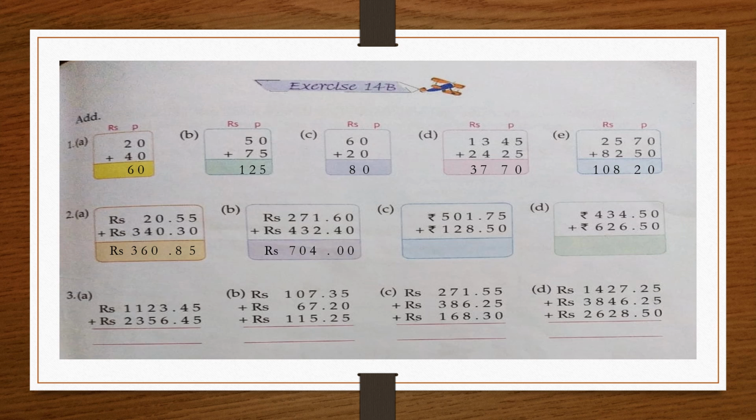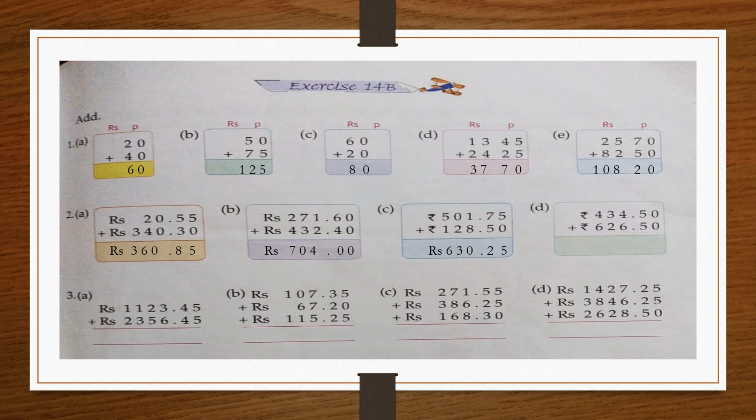Now in the C section, 5 plus 0 is 5. 7 plus 5 is 12. So 1 carry. So 1 plus 1, 2 and 2 plus 8 is 10. Again 1 carry. So 1 plus 2 is 3 and 5 plus 1 is 6. So you will get 630 rupees 25 paisa.